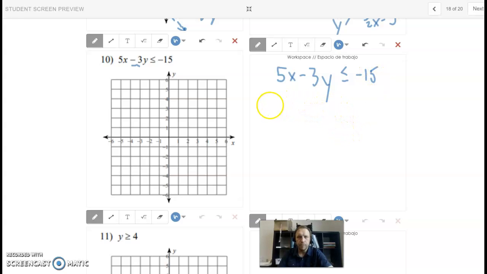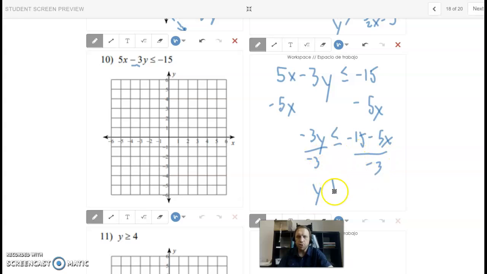All right, you're coming back after pausing it. You have negative 3y is less than or equal to negative 15 minus 5x. When you divide by that negative 3, now you know I'm dividing by a negative. I'm going to change the sign. Negative 15 divided by negative 3 is a positive 5, and negative 5x divided by negative 3 is a positive 5 over 3x. Rewrite it in slope-intercept form. Y is greater than or equal to 5/3 x plus 5.